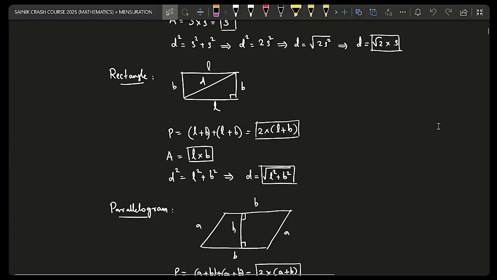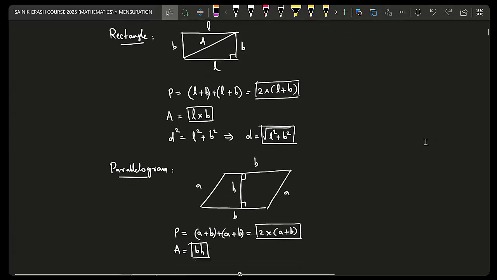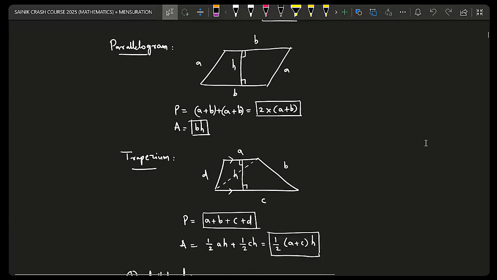And rectangle, perimeter is 2 into L plus B, area is L into B, and the diagonal is given by square root of L square plus B square. Parallelogram, perimeter is sum of all the sides, but opposite sides are equal. Let us call them A and B. So perimeter is going to be 2 into A plus B. And the area is base into corresponding height. Whichever base you take, you have to draw the height onto that base only. So it is base into corresponding height.